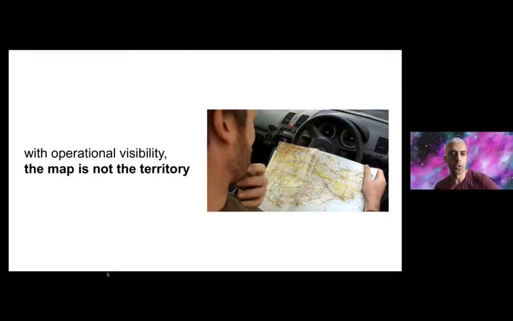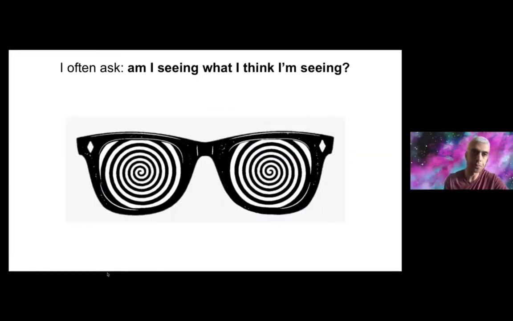So with regards to operational visibility, the map is not the territory. I think our metric systems are extremely useful, and they help paint a picture of what our systems are doing, but it's an imperfect picture. They're clues, they're hints, they're not reality, they're not the real thing.